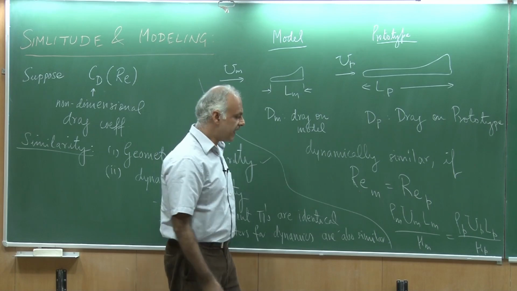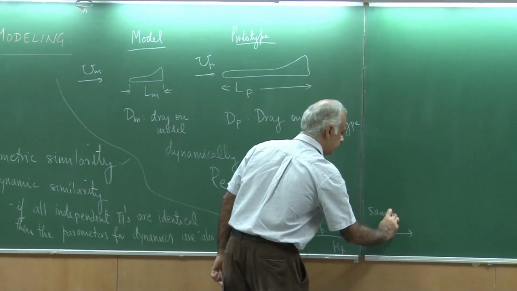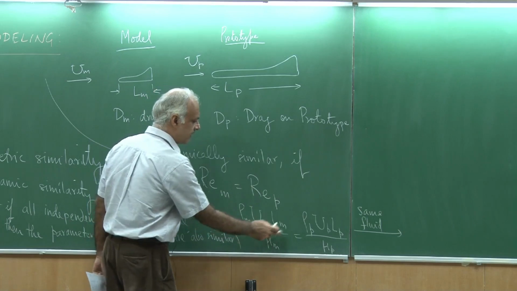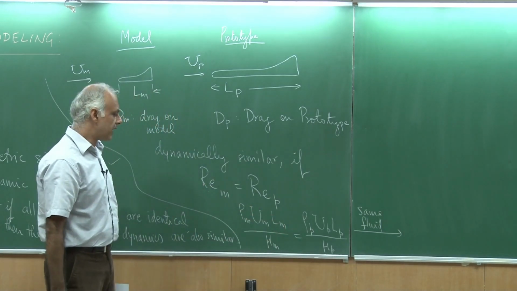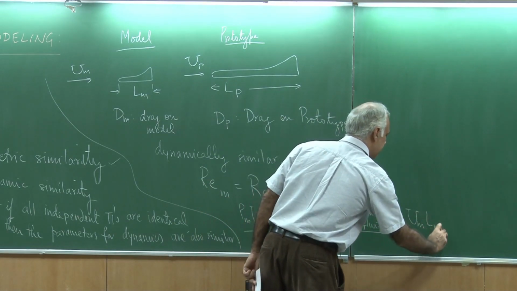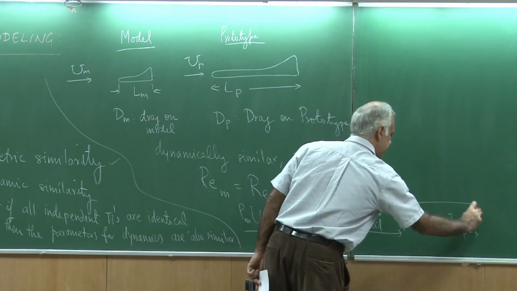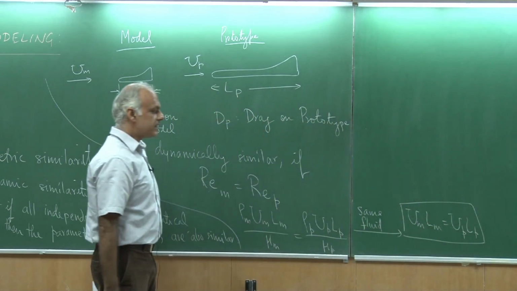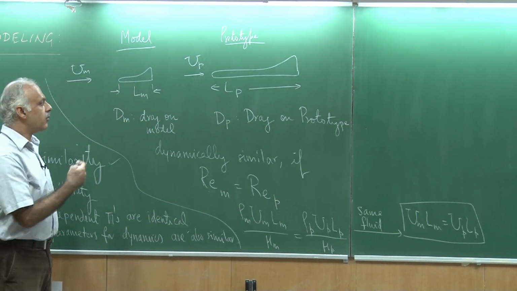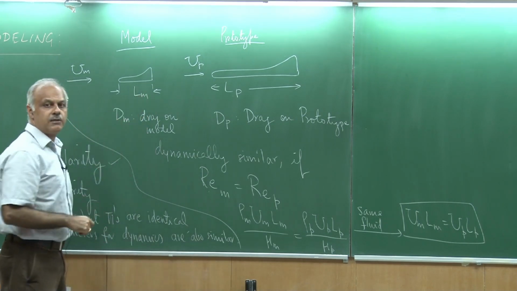Now if the medium is the same, so if I use the same fluid, then of course the rho and the mu are identical for the model and prototype, and automatically you would get u_m times L_m equals u_p times L_p. So what this tells me is that if I had to conduct experiments, let us say for a model aircraft, suppose this was a 1/10th scale model.